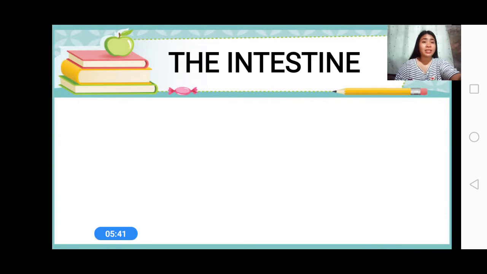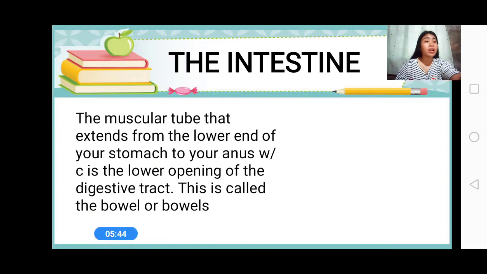Okay, very good. And then we have the intestine. Now, the intestine is a muscular tube. What is the intestine? A muscular tube that extends from the lower end of your stomach to your anus, which is the lower opening of the digestive tract. Now, this is called the bowel or bowels. Do you understand? So, what is the intestine? A muscular tube that extends from the lower end of your stomach to your anus. Now, we call it the digestive tract.